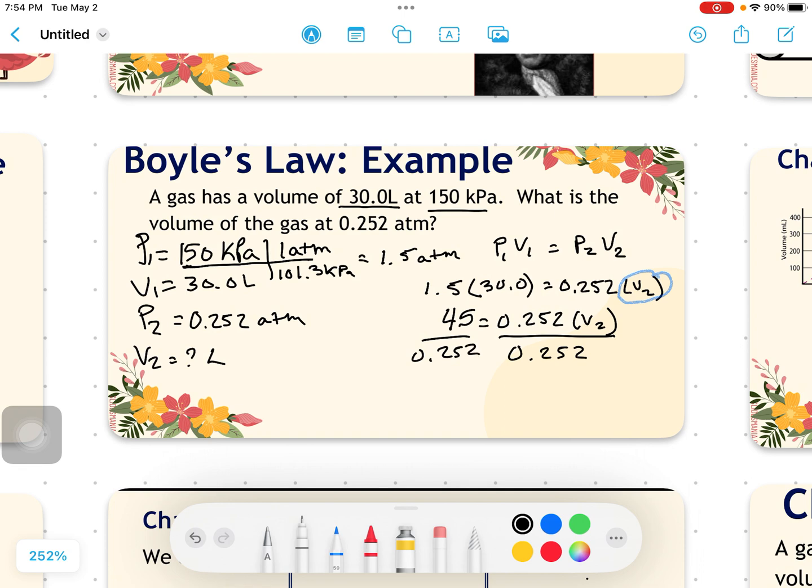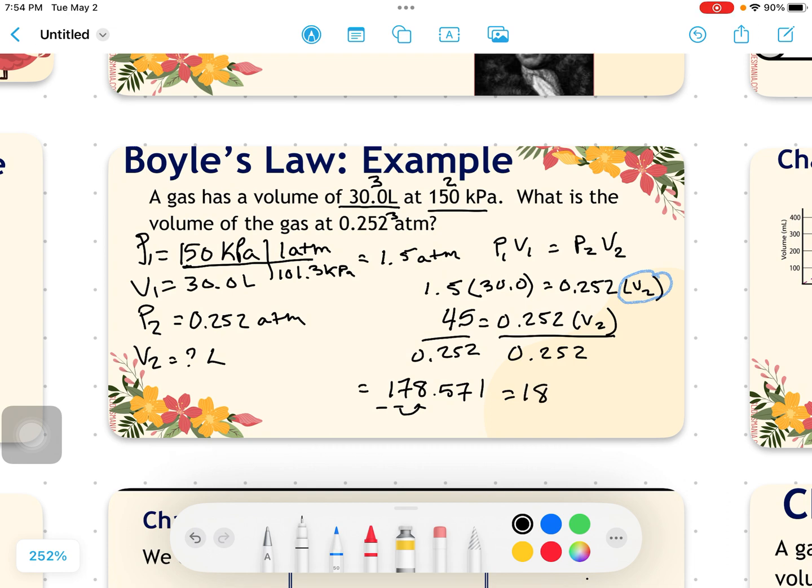So 45 divided by 0.252 equals 178.571, and there's more to that, but we're going to put it in sig figs so we don't have to worry about it. I look up at my problem, 30.0 is 3 sig figs, this is 2 sig figs, 3 sig figs. I always go to the lowest amount, so I'm going to go to 2 sig figs. So I have 1, 2, look behind, it's an 8. So I'm going to round that up to an 8.